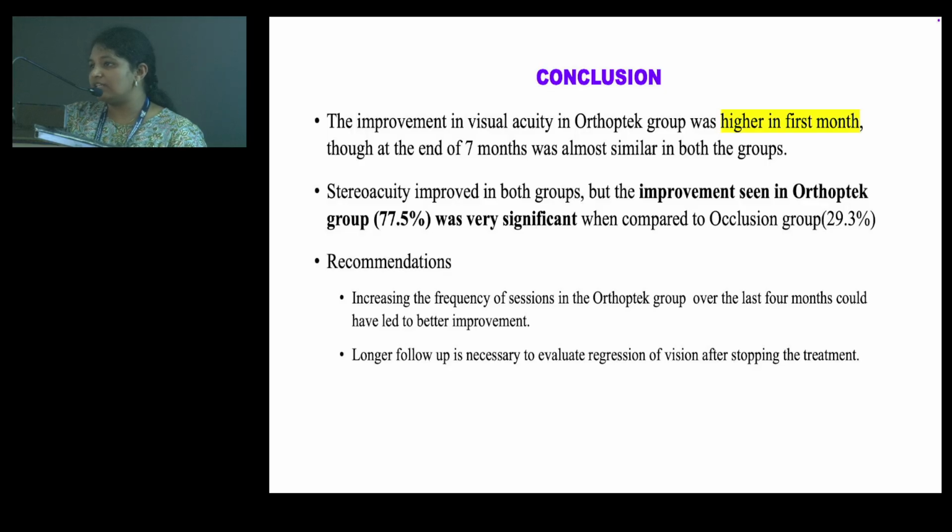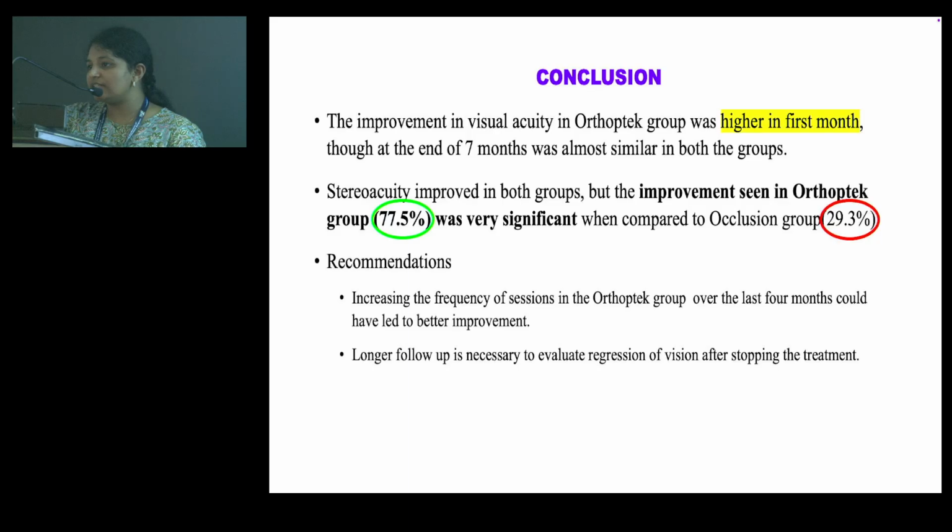So, conclusion: the improvement in visual acuity in the orthoptic group was higher in the first month, though at the end of 7 months it was almost similar in both groups. Stereo acuity improved in both groups, but the improvement seen in the orthoptic group was significant, that is 77.5% compared to the occlusion group, which was 29.3%.